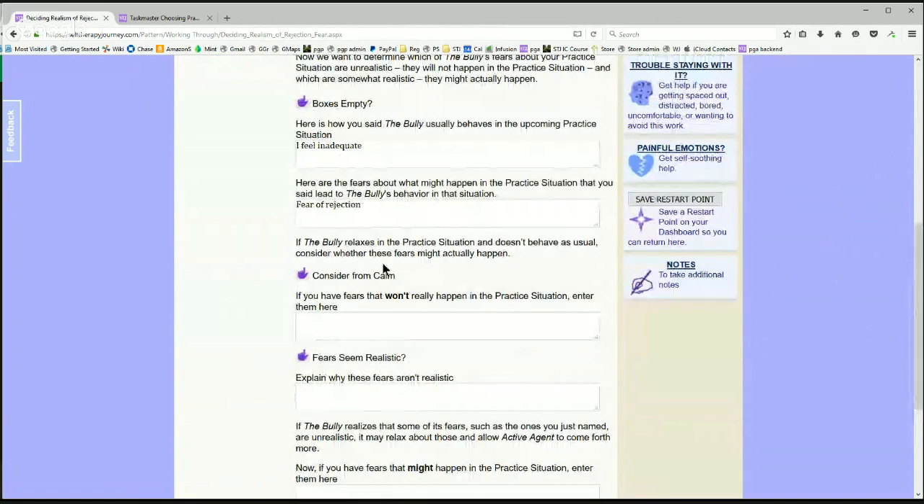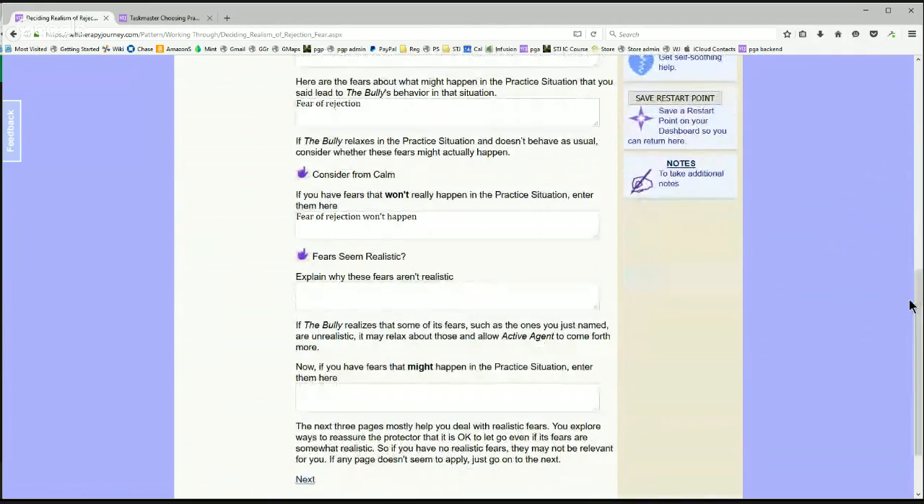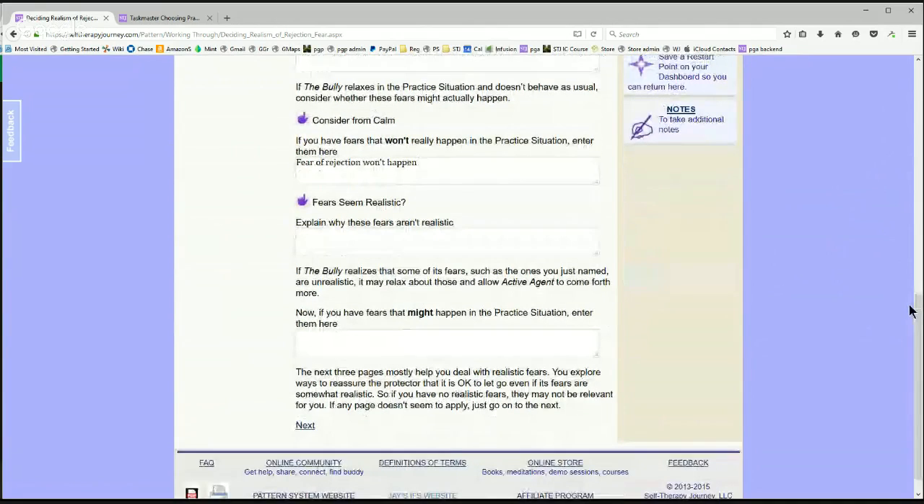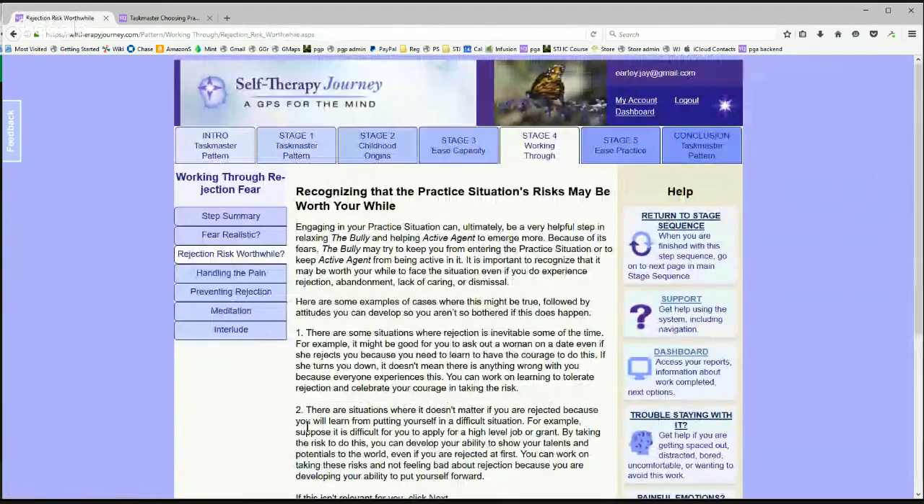So let's see. I'm going to assume that this fear of rejection won't happen. Probably most of the people around, if you speak out, are not going to reject you for speaking out. That's a childhood fear. If it was realistic, I would fill in something different here, if there were situations where you might speak out and get rejected. But just for simplicity, I'm going to assume that, and we'll now go on to the next page.